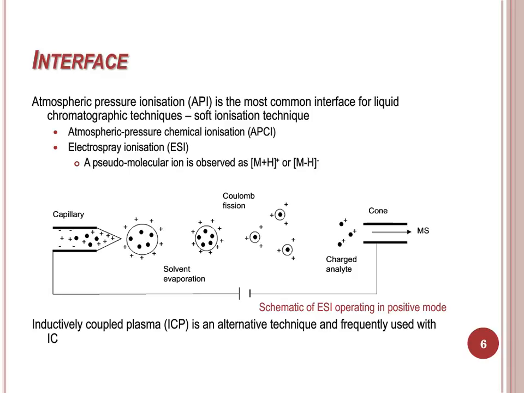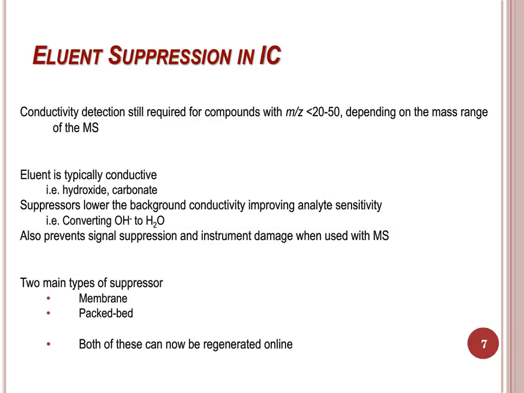The low mass cutoff can range from about 20 to 50 units depending on the mass spec instrument. An IC will analyze low molecular weight compounds, for example fluoride with a mass of 19, so it may be necessary to still utilize a secondary detection source, such as conductivity.